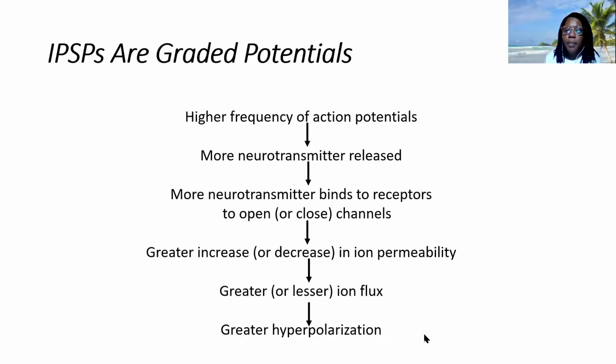So this is how a higher frequency of action potentials leads to a greater degree of hyperpolarization, because increasing the frequency increases the amount of neurotransmitter that's released, which pretty much increases the degree of the signal that's translated onto that subsequent neuron. Okay, and that is how we can grade the signal that is transmitted using action potentials, although action potentials are not graded themselves. We can modulate or manipulate the frequency of those action potentials.